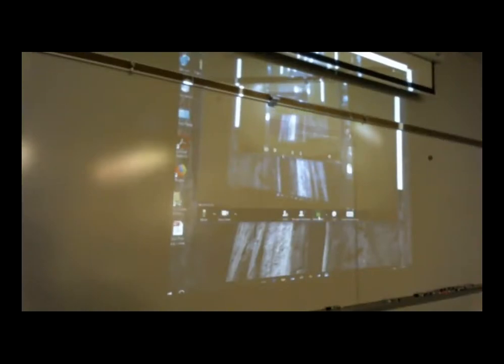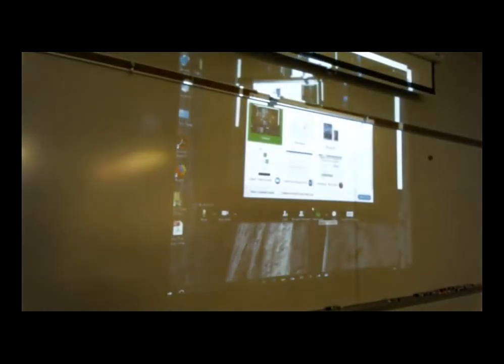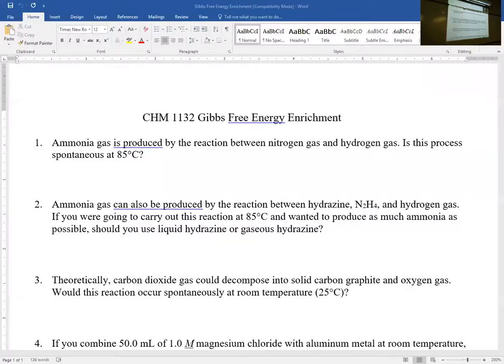Today here on campus, we did some enrichment problems. We worked these problems, which you can download from the course website, or if you don't want to bother logging into the course website, you can just pause the recording and then try these problems for yourself and then hit resume when you're ready. So these are the four problems we did today.